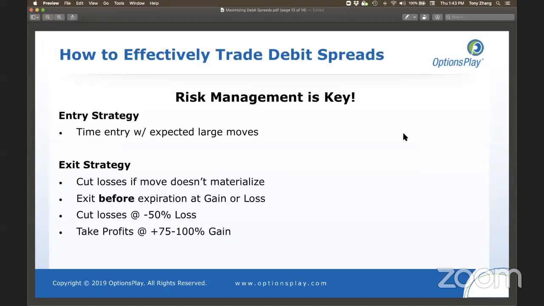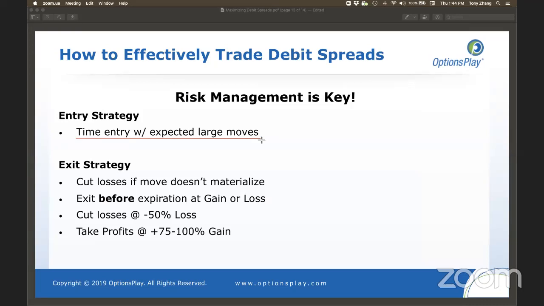So now that we've talked about the strategy, we talked about when to use it, how to set them up, let's talk a little bit about, once you're in these trades, how to manage them. So number one, we've already discussed that this strategy is something that you want to time when you expect a large move in the underlying stock. If you don't expect a large move, this is not the strategy you should be deploying.